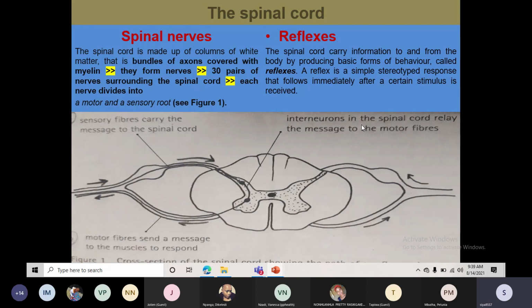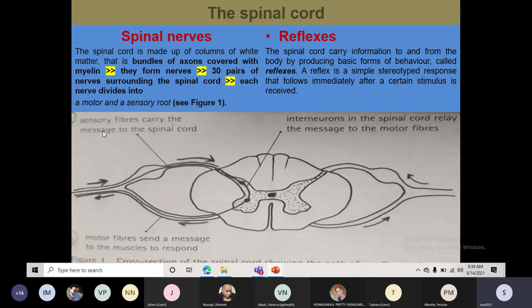Interneurons in the spinal cord relay the information to the motor fiber. That is what happens. That's where it takes place. The motor fiber sends the message to the muscles. So the motor fiber allows the muscles to respond.